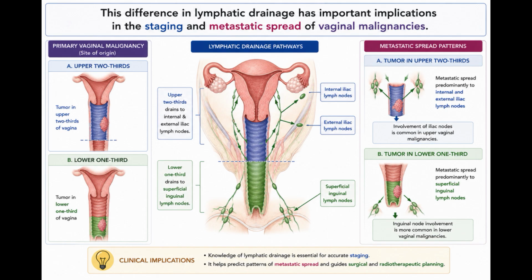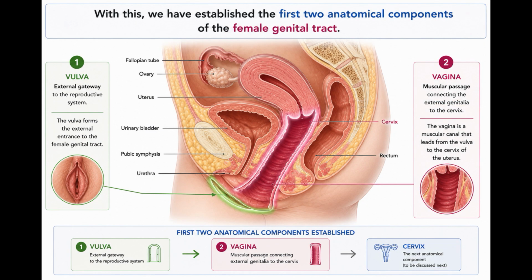This difference in lymphatic drainage has important implications in the staging and metastatic spread of vaginal malignancies. With this, we have established the first 2 anatomical components of the female genital tract. The vulva forms the external gateway to the reproductive system, while the vagina serves as the muscular passage connecting the external genitalia to the cervix.